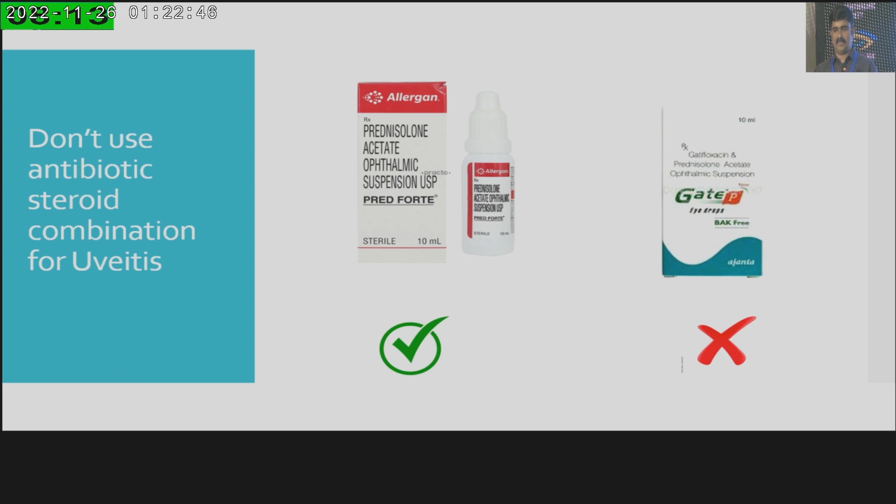And this is a common mistake I saw yesterday also. This is the most common mistake I see, because antibiotic steroid combinations are being used for uveitis treatment. It has 2 big problems. One is that the antibiotic in the steroid affects the pharmacokinetics. It does not give the desired aqueous concentration of the steroid. Also it increases microbiologic resistance.